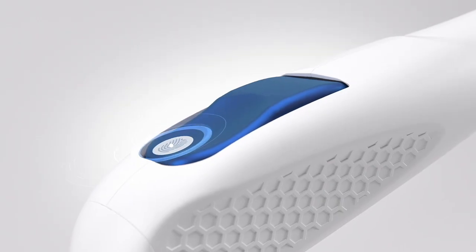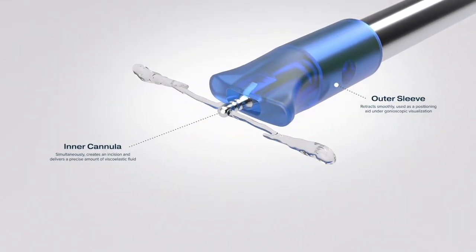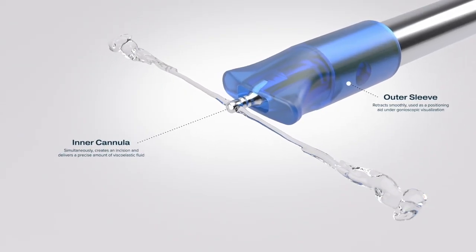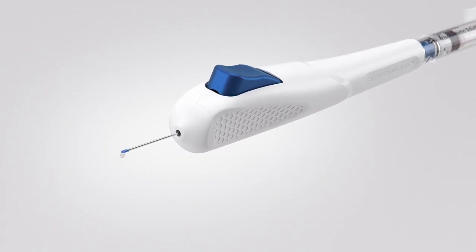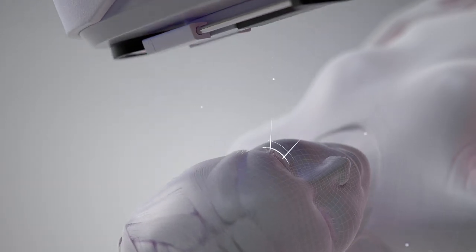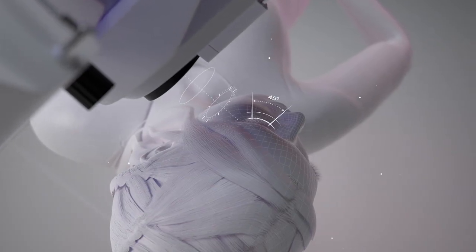Upon pressing the actuator button, the stainless steel cutting inner cannula creates a precise incision through the trabecular meshwork and delivers viscoelastic into the canal of Schlemm. To perform the procedure, first prime the STREAMLINE Surgical System. Confirm the patient's head is 45 degrees away from the surgeon and the angle of the microscope is 45 degrees toward the surgeon.